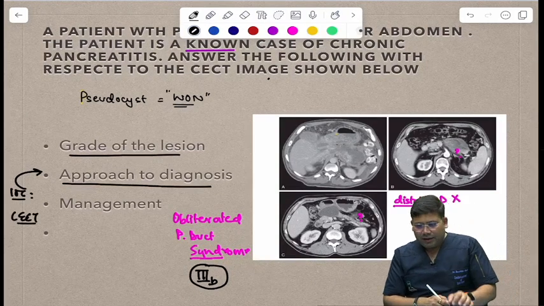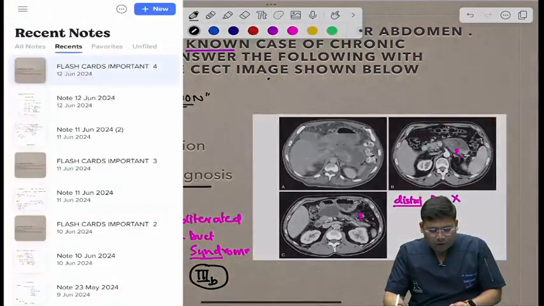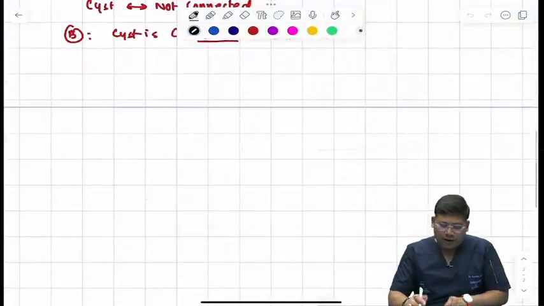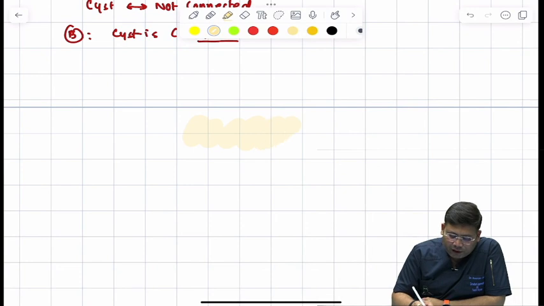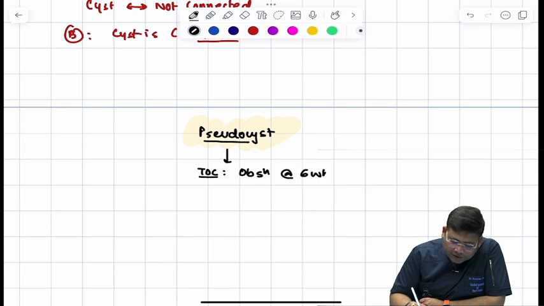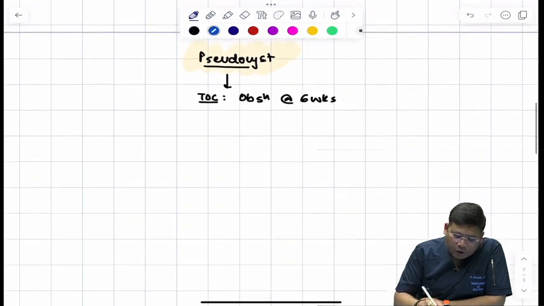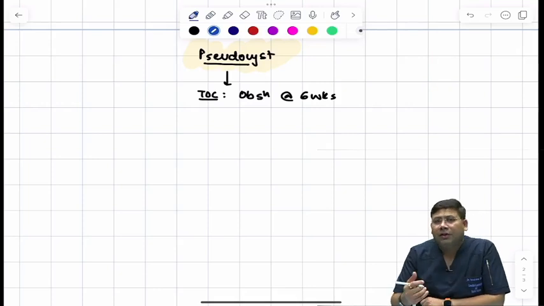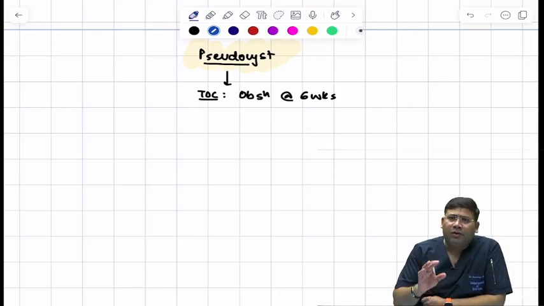Let us quickly understand what is the management of pseudocyst. Very quickly let us understand. Whenever we have a patient of pseudocyst, what is the next thing that we all need to understand? Observation. So treatment of choice is observation, and this is done for 6 weeks. Why, students? Because majority of the cysts will resolve during this time.